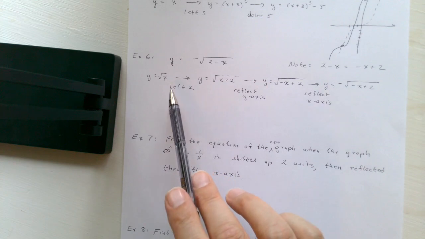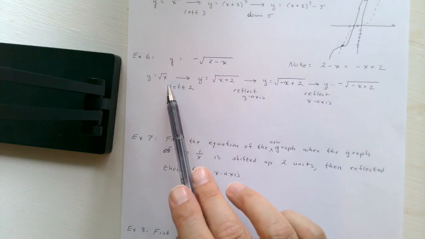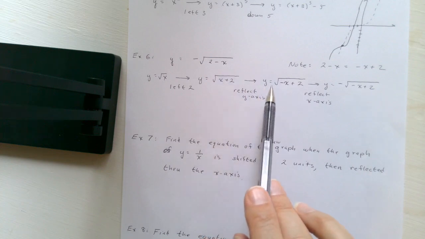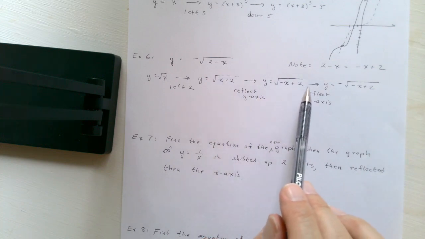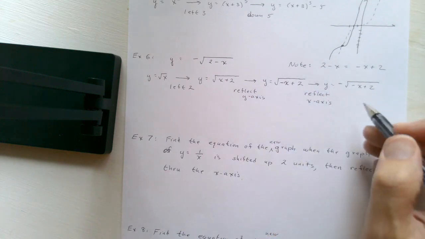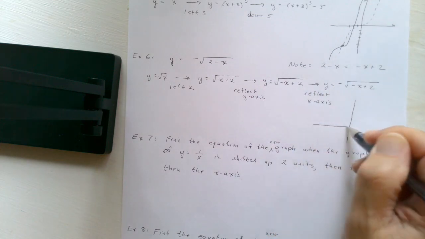So we first apply a shift left 2 units, and then reflect through the y-axis, and then because we have a minus sign out here now, we reflect through the x-axis. So what graph do we get?